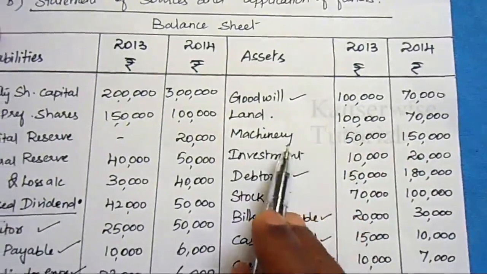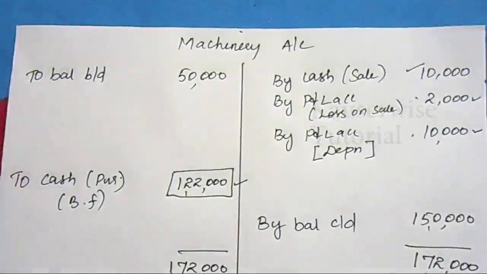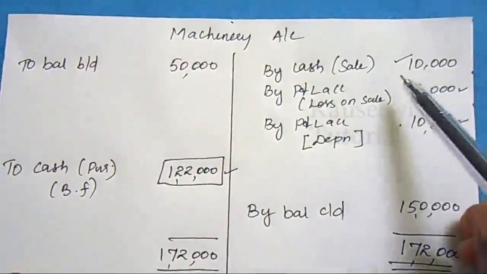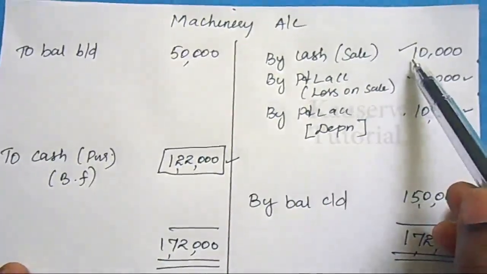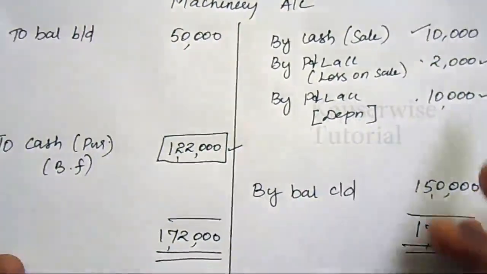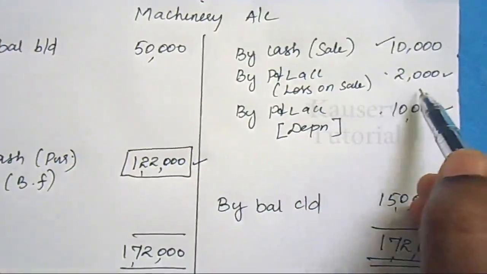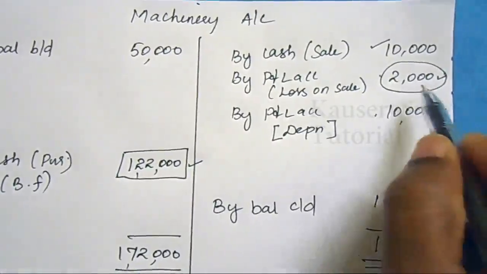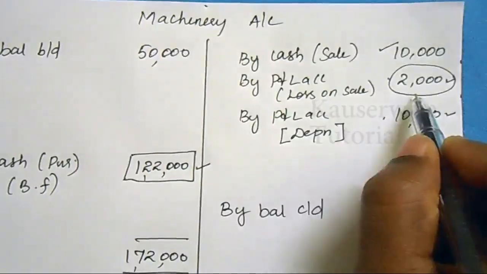Machinery account. For the machinery account also we have to refer to the ledger. Look at the machinery account. Opening balance and closing balance are there. Credit side, cash, that is the sale of asset. Now this will be recorded in sources of fund. See, the second one is the profit and loss account, that is loss on sale of machinery. This is a non-operating transaction, a paper transaction. So this will be recorded in fund from operation.